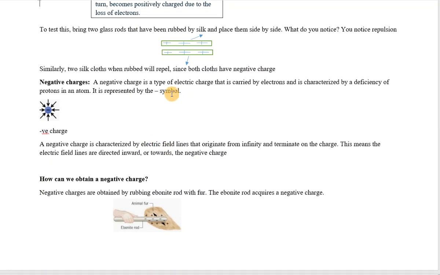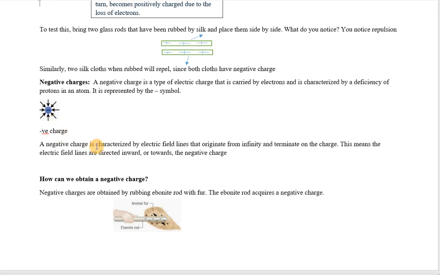So now let's look at negative charges. Negative charge is usually represented by this minus symbol and is a type of charge that is characterized by electrons. So it is carried by what? Electrons. And it's also a sign of deficiency of protons. So you notice that the electric lines of force now point towards the charge. The electric lines of force originate from infinity and terminate on the charge. This means that the electric lines are directed inwards.